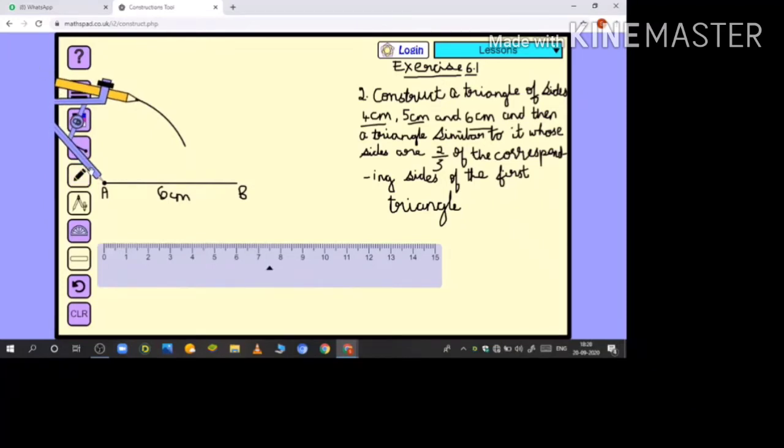Step 3. With B as center and radius 5 cm, draw an arc. So here keep the compass on the scale, extend up to 5 cm radius. With B as center and radius 5 cm, draw an arc intersecting the arc drawn earlier, mark it as C.